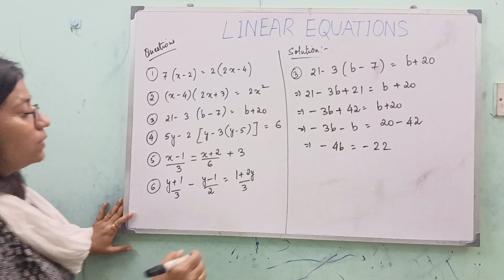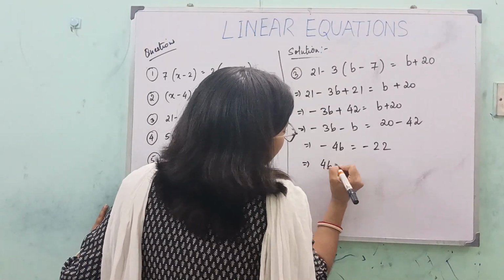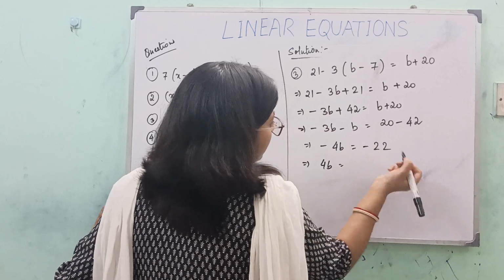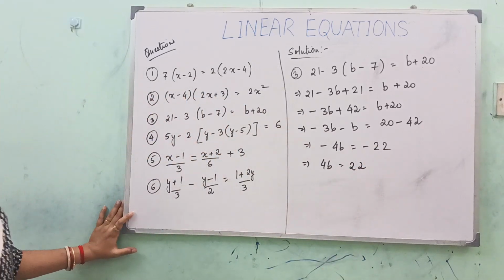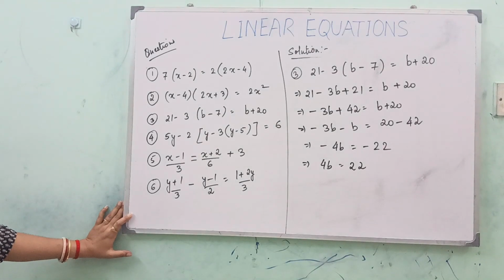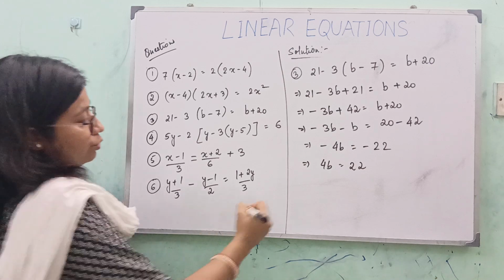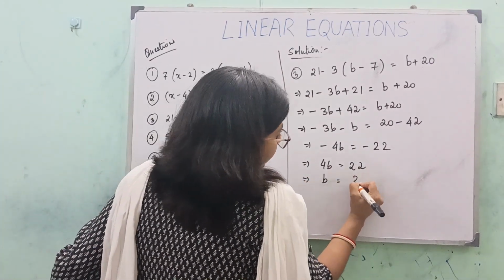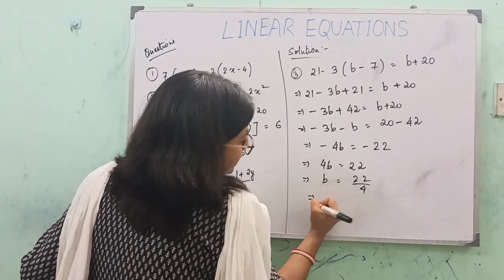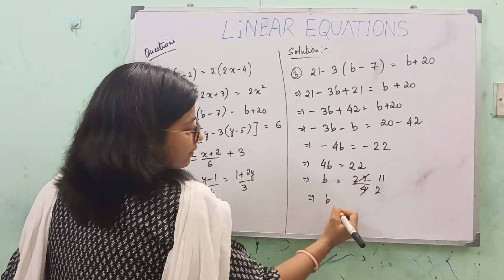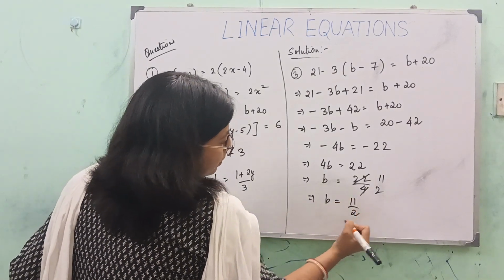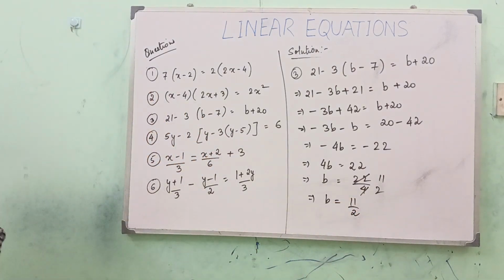The next step that we will do is, both sides multiplied by minus 1 will give you 4b equals to 22. The minus sign becomes plus sign when we multiply both sides by minus 1. So 4b equals to 22. So b is equal to 22 by 4. We can cancel that with 2. That is 2 11s and 2 2s. So 11 by 2. So b is equal to 11 by 2. So you can write b is equal to 5.5.